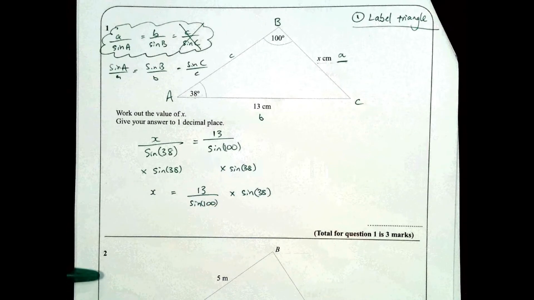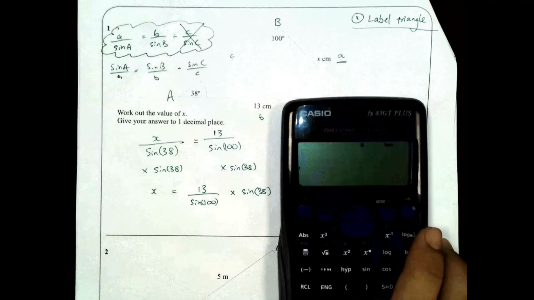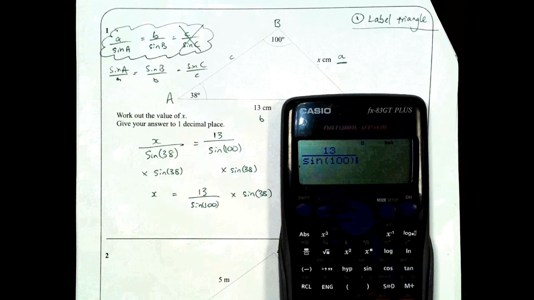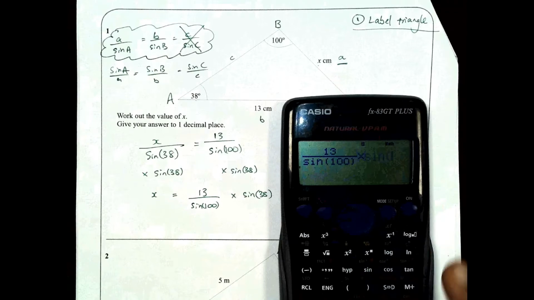So that is going to give me an answer. And I'm going to grab my calculator now and I'm going to put this in. I want you all to see exactly how I put this in. So I'm writing 13 divided by sine 100. Don't forget to close that bracket. And then I'm going to times it by sine 38. And again, don't forget to close that bracket.